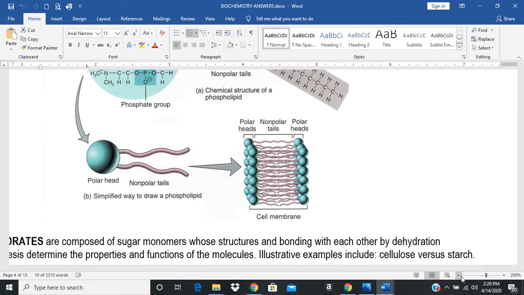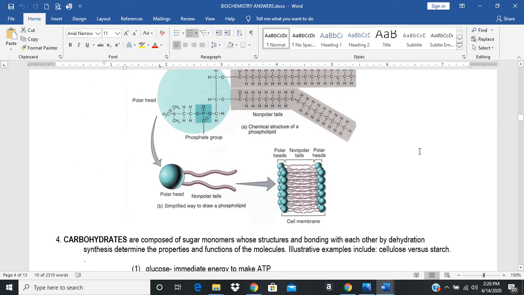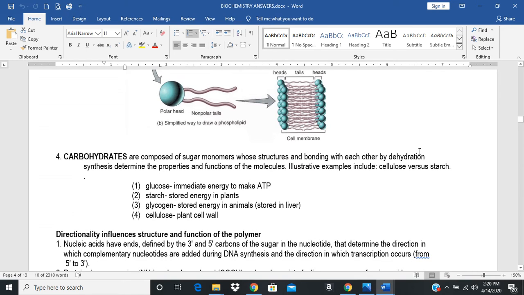Okay, they're too large, so they need to use carrier proteins or channel proteins in order to get them across the membrane. And then we have our carbohydrates. Okay, carbs, again, made up of monomers of glucose. Okay, glucose is immediately available for energy, to release energy to make ATP. Starch and glycogen are for stored energy in plants and animals, respectively.